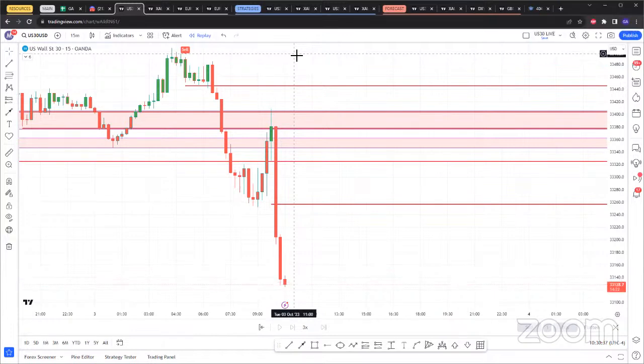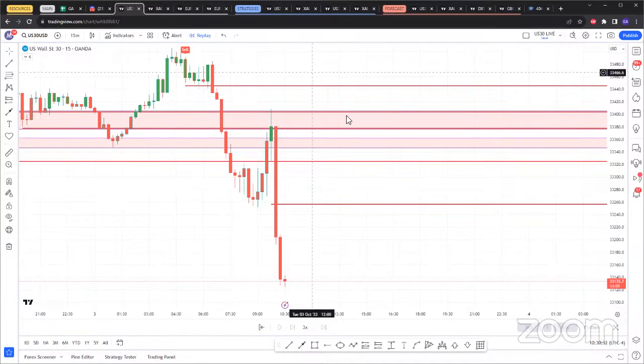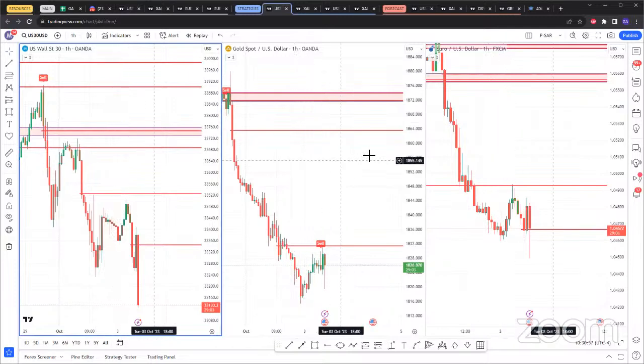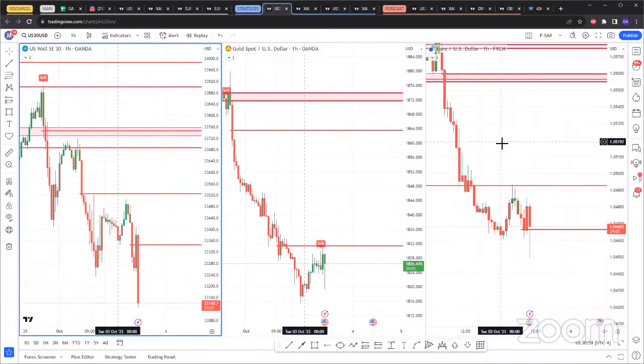Okay, well, just three things. The first thing is, with the SARs, I've been testing it. Sometimes when we look at the double SARs, how far should the SARs be from each other for it to be tradable? Because some of them are like 30 pips away from each other. Would that be considered tradable?